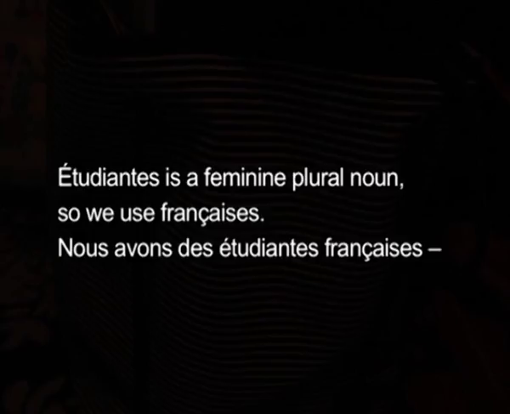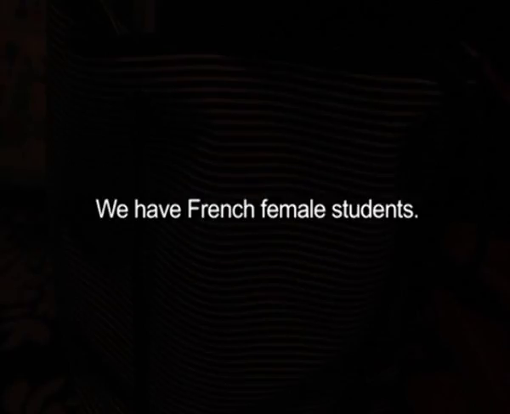Nous avons des étudiantes blank russes, anglais, française. Étudiante is a feminine plural noun, so we use française. Nous avons des étudiantes françaises. This sentence translates as we have French female students.